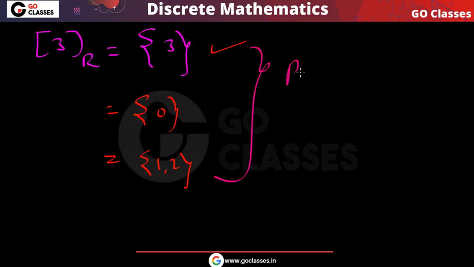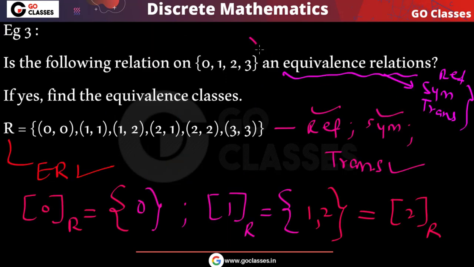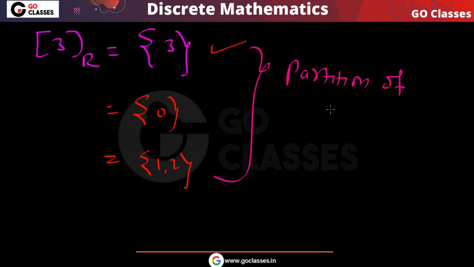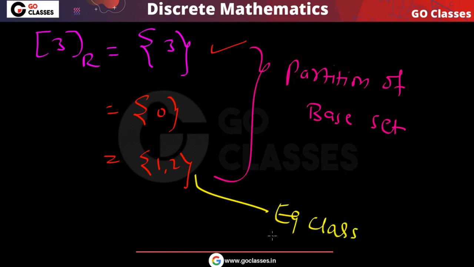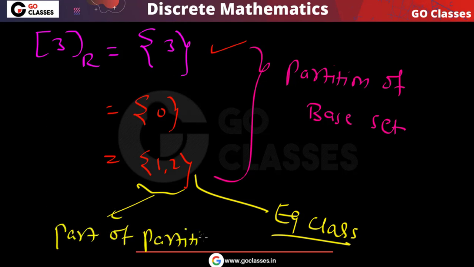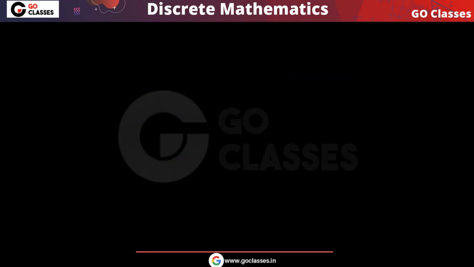You can notice this is also a partition of our base set, because the base set is the set on which the equivalence relation is defined. We have only three equivalence classes, and these three equivalence classes create a partition of the base set. Each equivalence class is a part of the partition, so you can call it an equivalence class, and also a part of the partition. Okay, so this is the idea. Now let's see the next one.